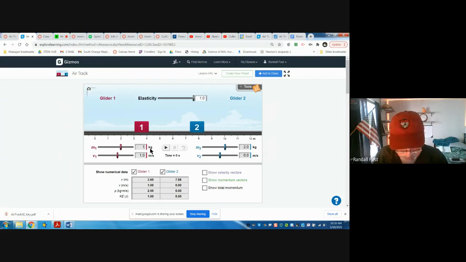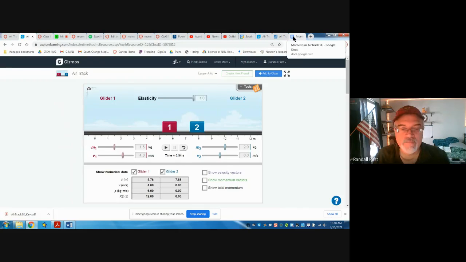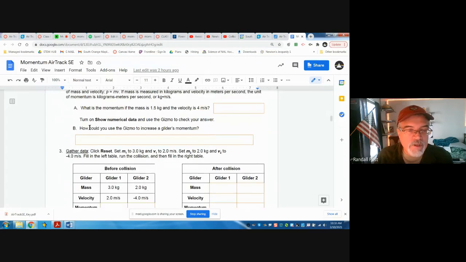Make it 1.5 and set this at 4. And once you click play, see this number right here? It will tell you that it's 6. Okay. How could you use the gizmo to increase a glider's momentum? Okay, I'll leave you to that. Answer that question.